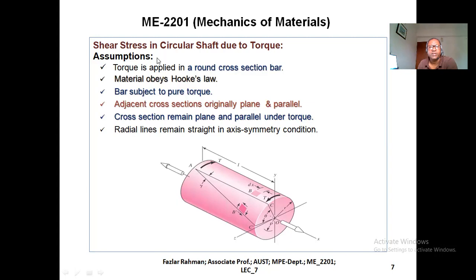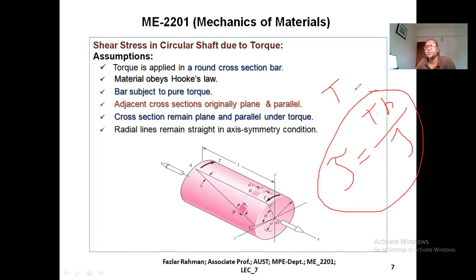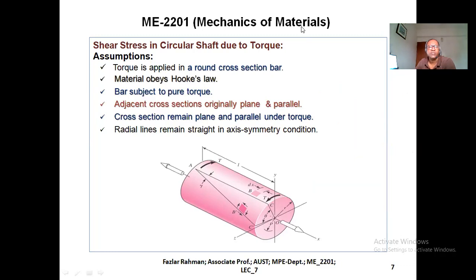So now we will derive the formula: I am applying torque T in the shaft, then how much shear stress will develop inside? Our formula is tau equals T into R, where R is the radius of the shaft, divided by the polar moment of area J. So this formula we will derive. Before we derive, we need to make some assumptions. So what we'll do is take a round shaft.